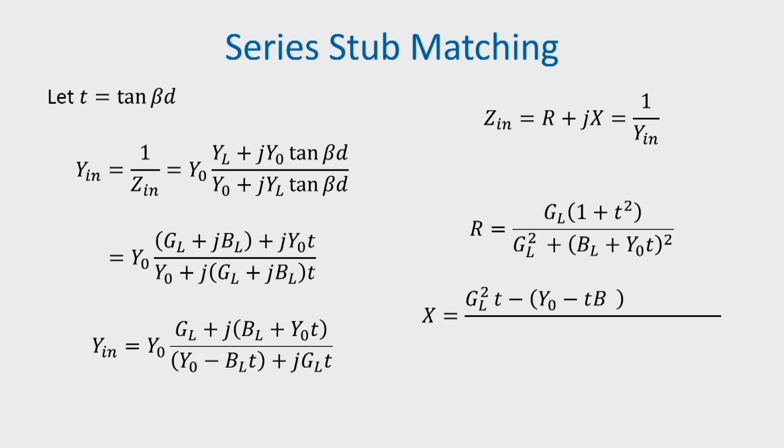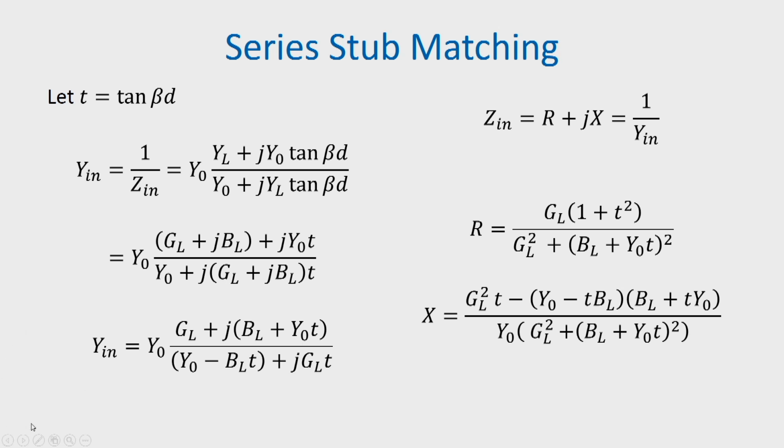and the expression for X also can be obtained, and it is given by (GL squared t minus (Y0 minus t BL)(BL plus t Y0)) divided by Y0 into (GL squared plus (BL plus Y0 t) whole squared).